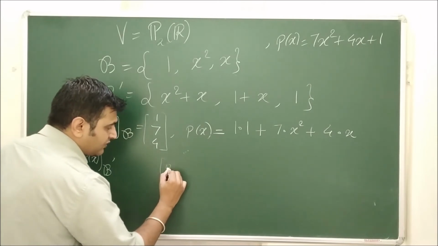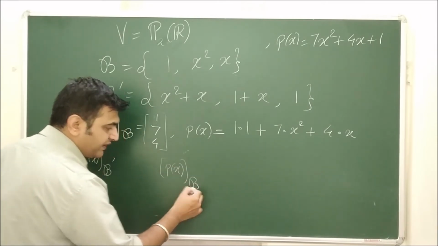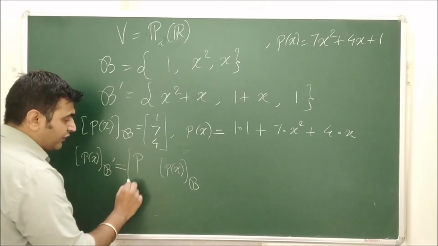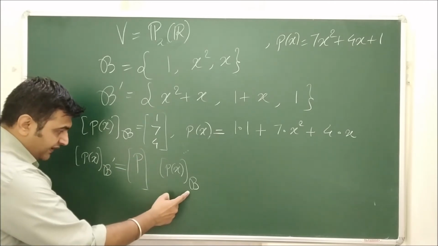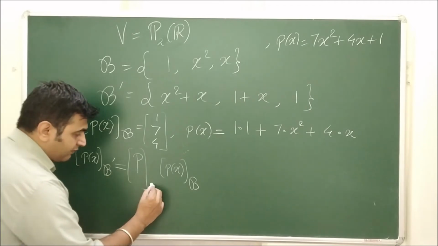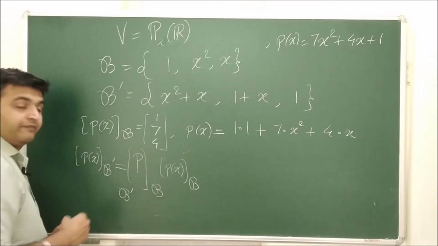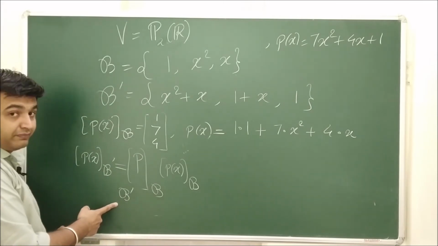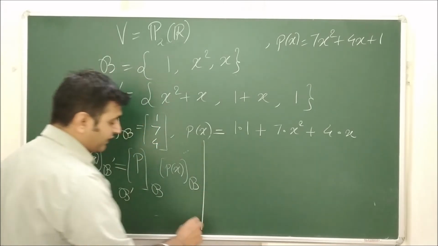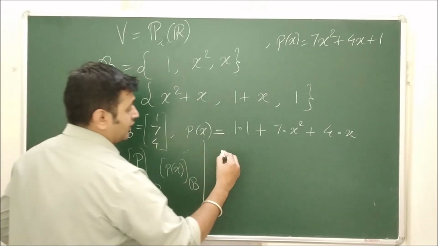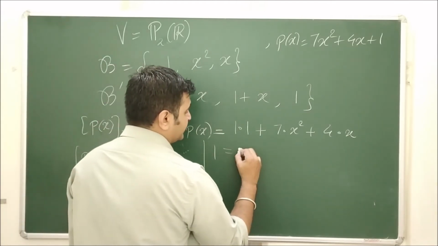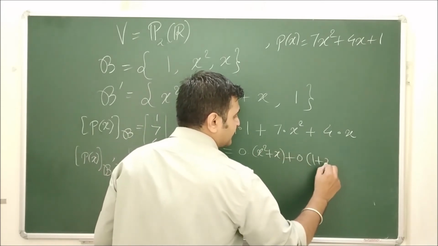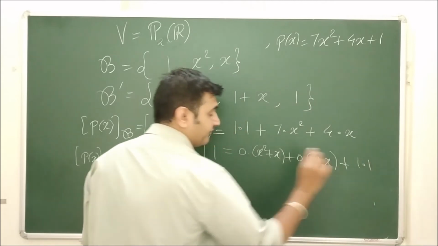So I take the change of basis matrix and multiply it with the coordinate vector with respect to B. Now I have B and I have to go to B prime, so it will be from B to B prime. You take the vectors of B and write them as a combination of B prime. Let's go one by one. First you take 1. This 1 can be written as 0 times (x square plus x) plus 0 times (1 plus x) plus 1 times 1.